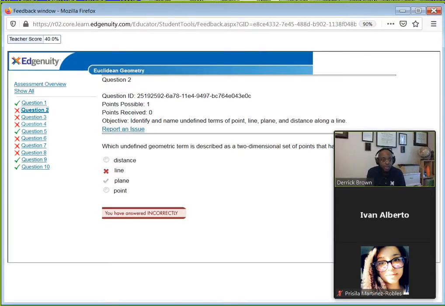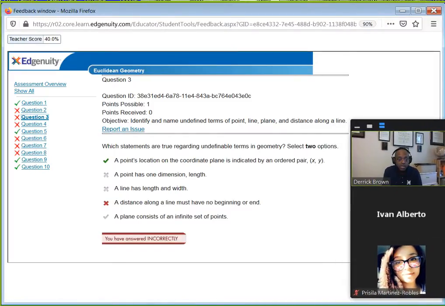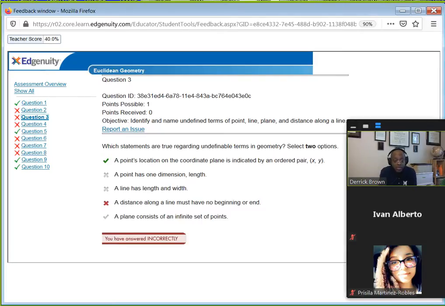So let's look at number 3. Now we may come back and give those back, or we may just take the whole quiz again. You ready? Yeah. All right, so number 3, we're looking for statements that are true regarding undefinable terms. All right, I'm not sure what that means, Ivan, to tell you the truth. Select 2 options. All right, so option A, a point's location on the coordinate plane is indicated by an ordered pair. That's true.